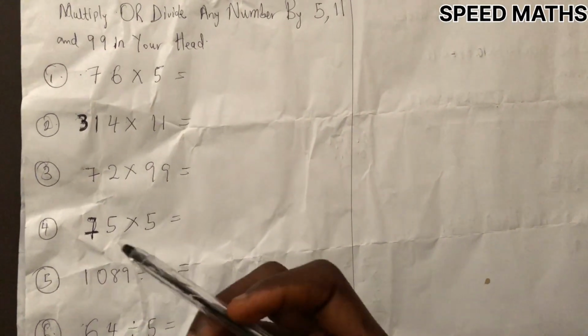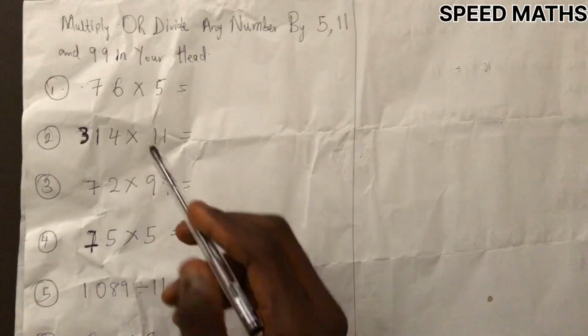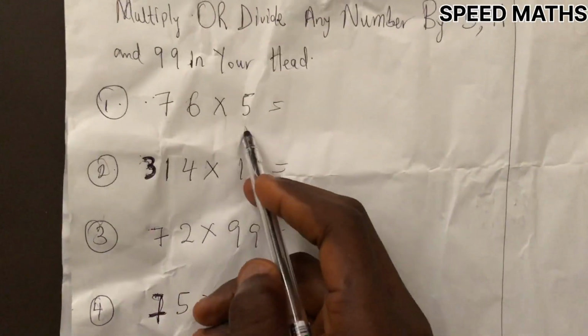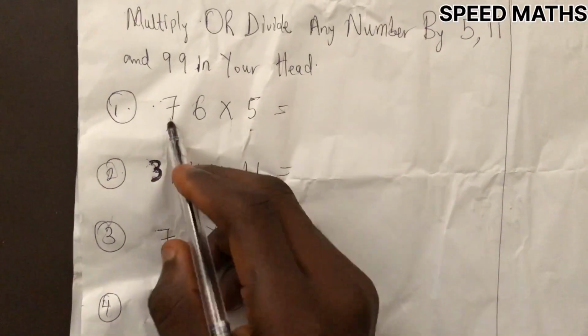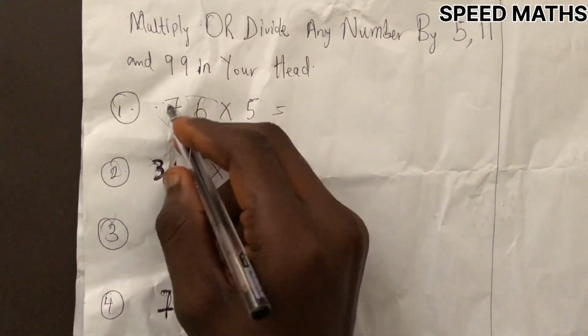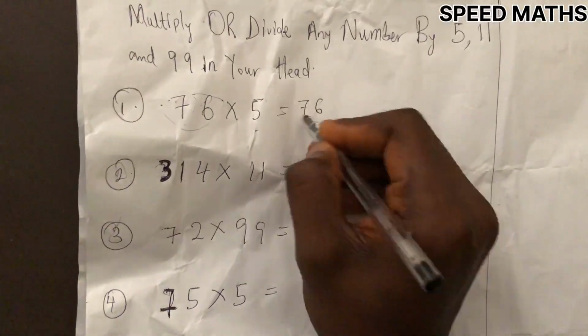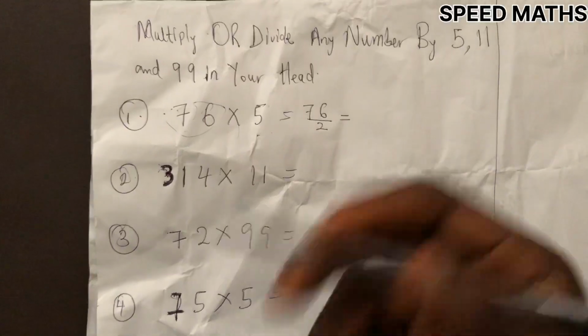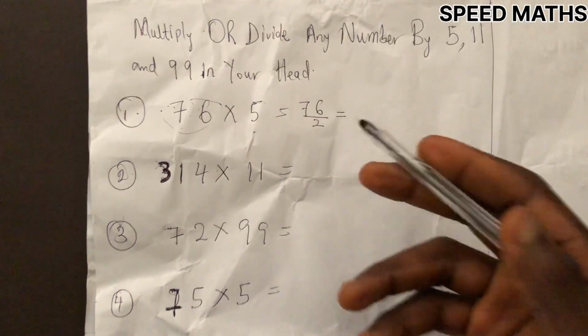Now, the first one is 76 multiplied by 5. How do you do this? Anytime you're multiplying by 5, I will just beg you to simply divide that number by 2. So that means 76 divided by 2. Since 76 is an even number, just divide by 2 and add 0.